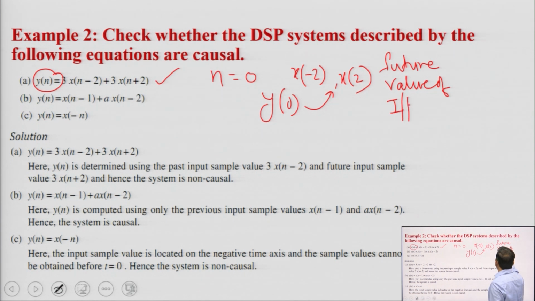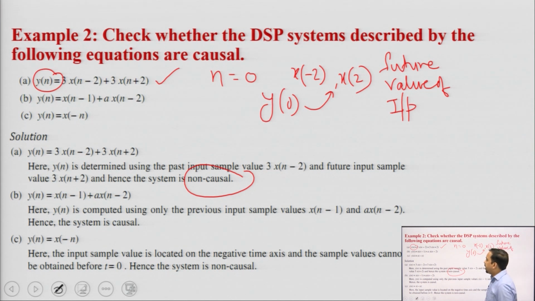So, whenever, as per the definition, the present output depends upon a future value of input, then the system is said to be non-causal. So, here we can say the system is non-causal.